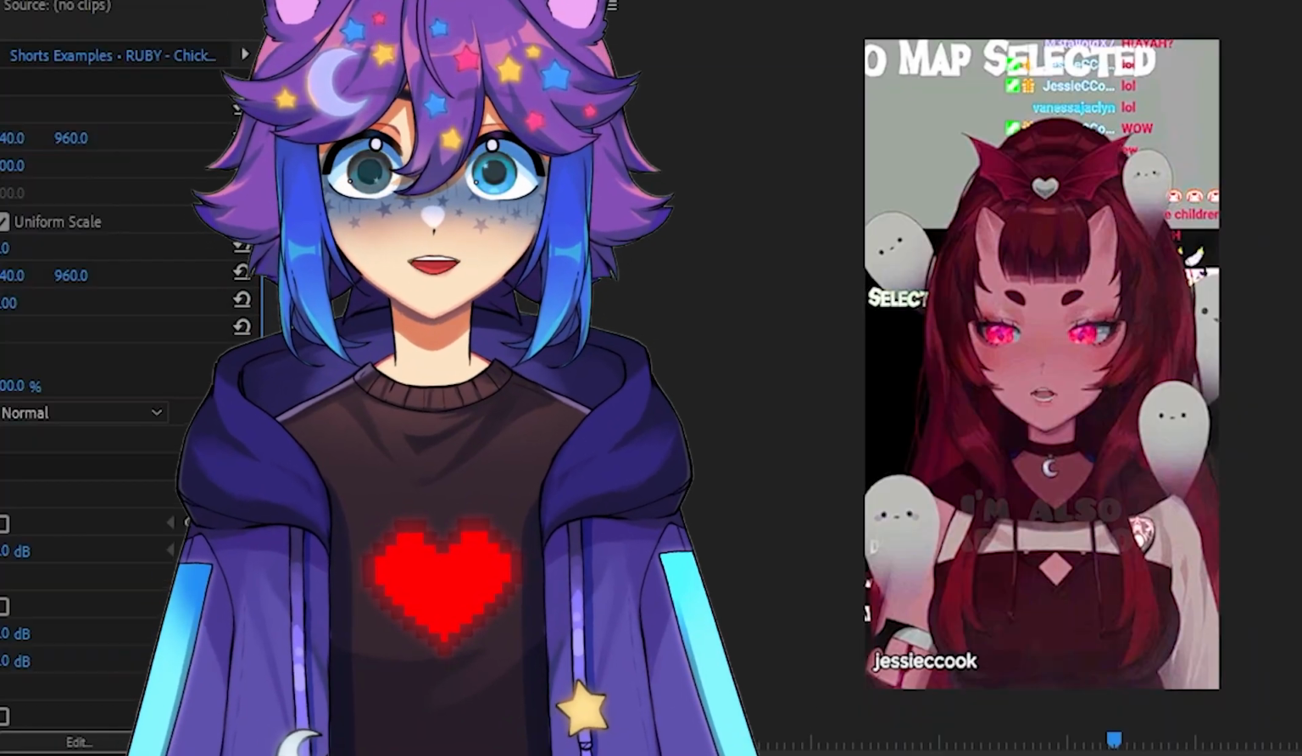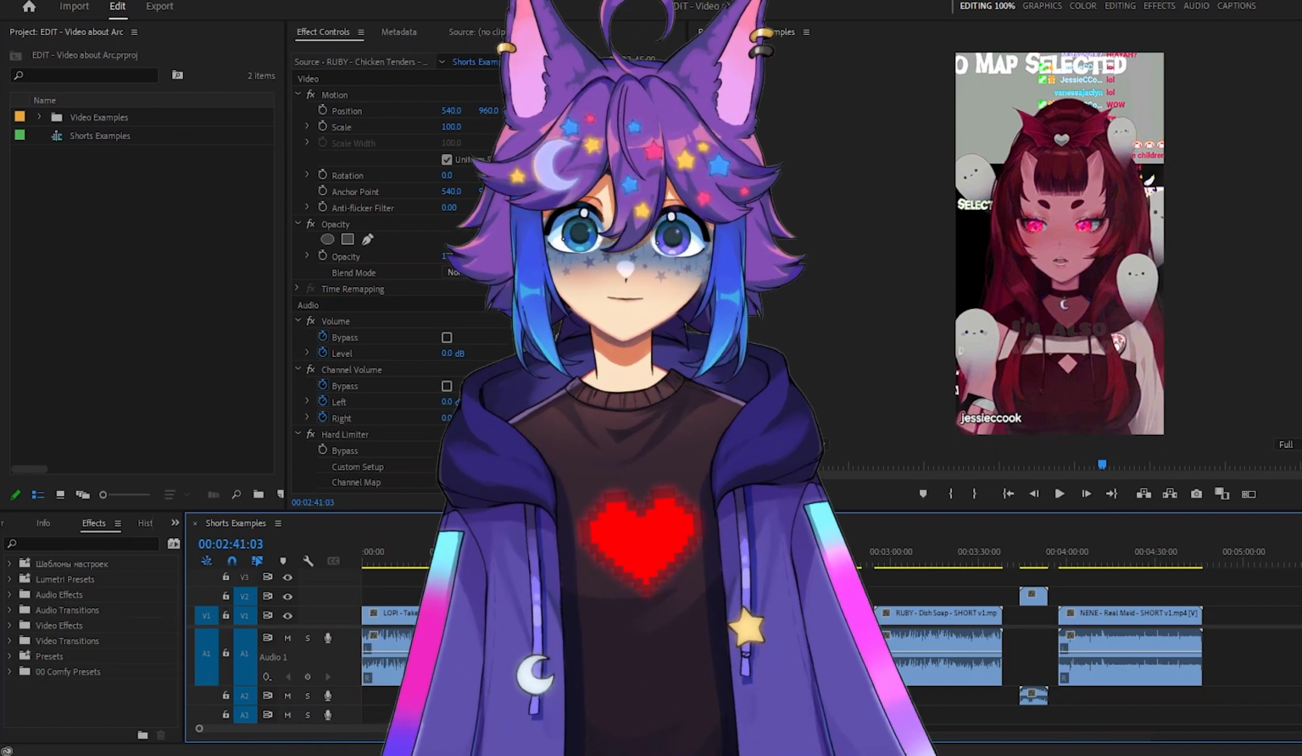Okay, this is Ruby Vox. Ruby has very good examples of short and long form arcs. Let's start with the short one.